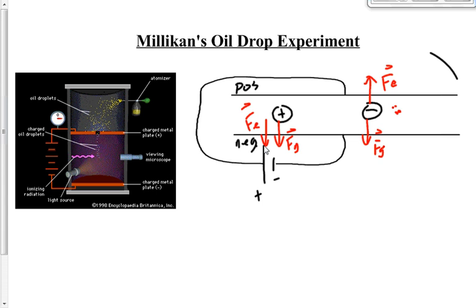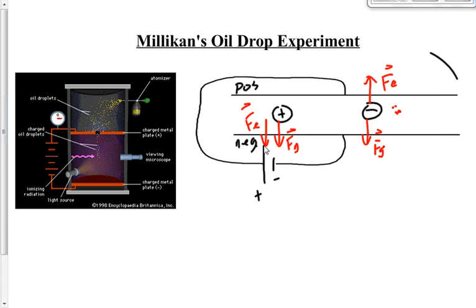Newton's first law says an object at rest remains at rest until acted upon by an unbalanced force. An object in motion continues in motion at a constant velocity until acted upon by an unbalanced force. So, if these two forces are balanced, then we know that it's either going to be suspended or traveling up or down at a constant speed, not accelerating.